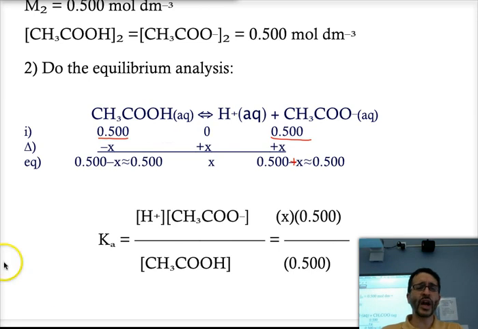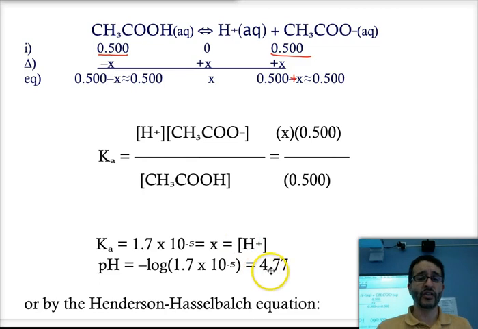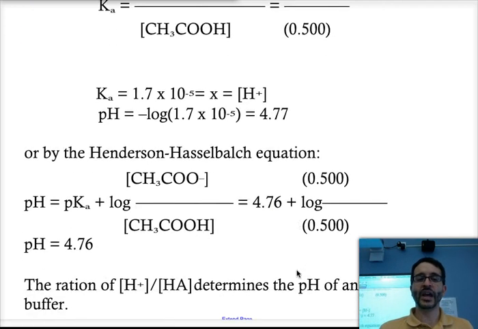So we write our equilibrium expression as usual. We always write the equilibrium expression, and if we wanted to do the analysis fully like this, we can get that the pH is going to end up being 4.77. Now, we can also do this much quicker if we just put our values into the Henderson-Hasselbalch equation.